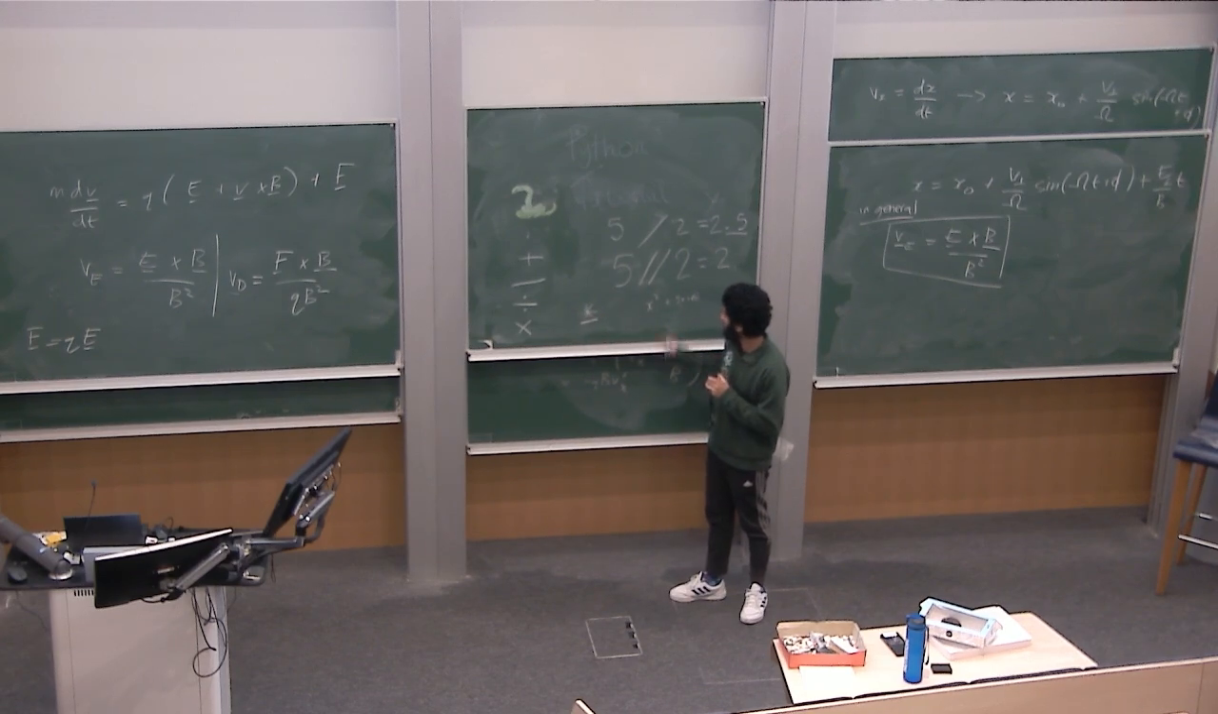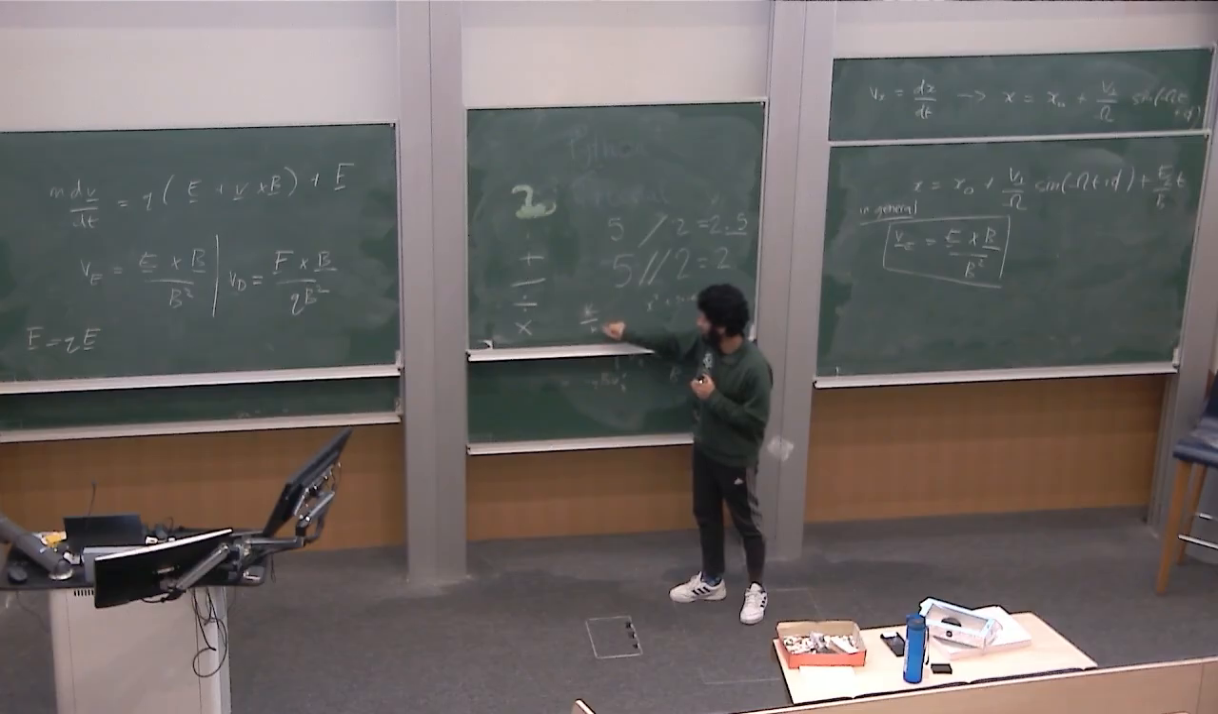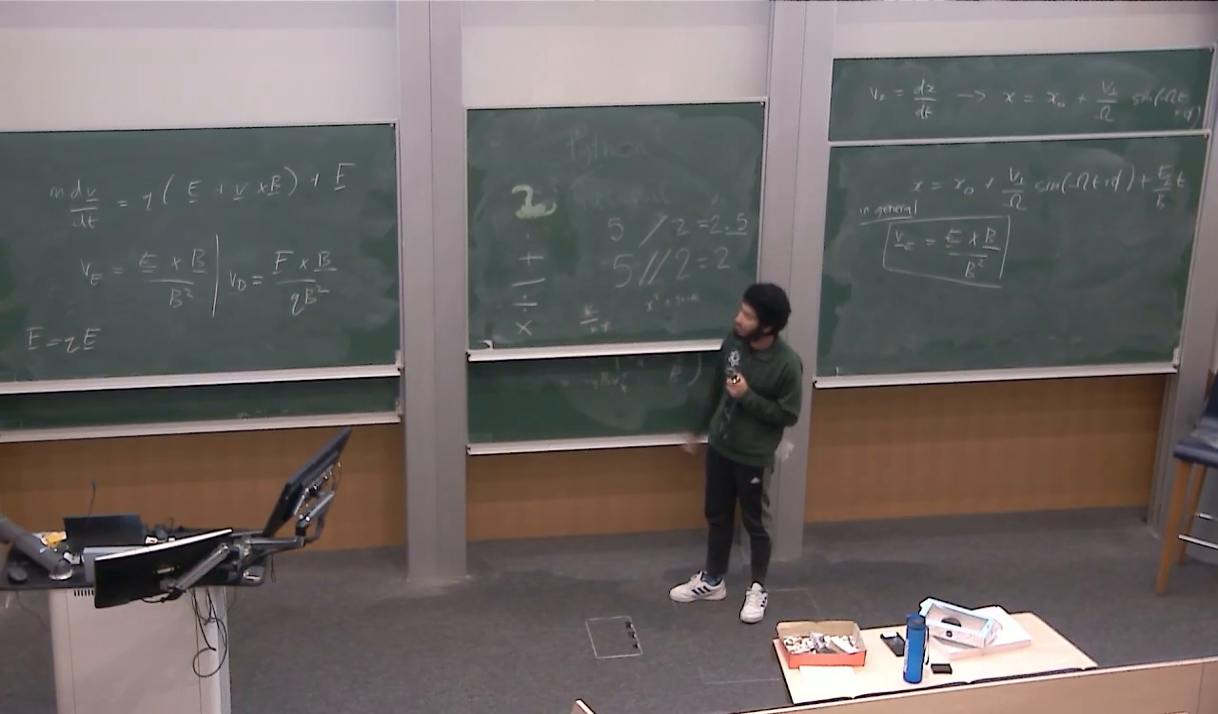Now, for exponentiation, we can't write superscript very easily, can we? No, so what we do, we just use 2 asterisks. Some different programming languages might do it differently. This is how it is in Python.